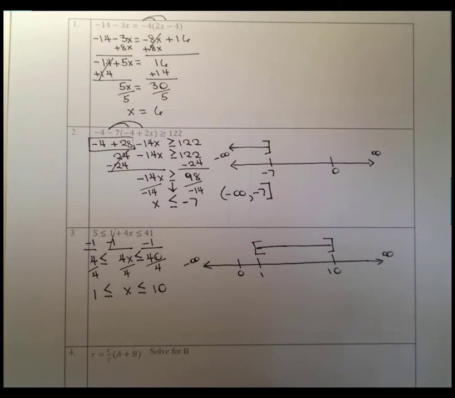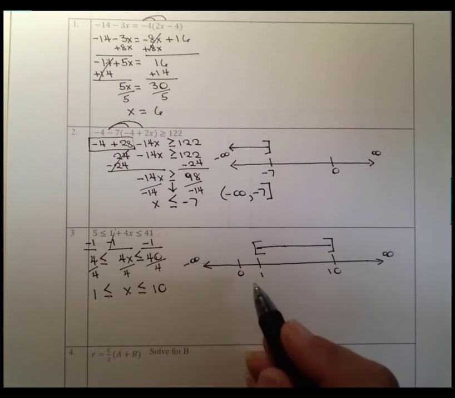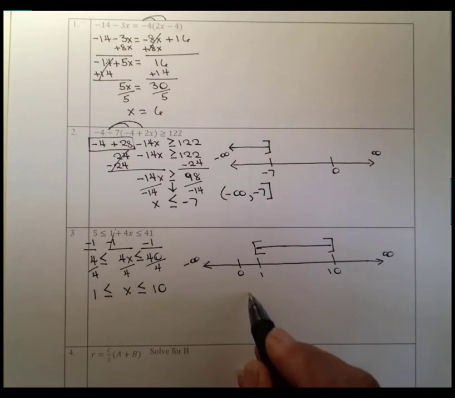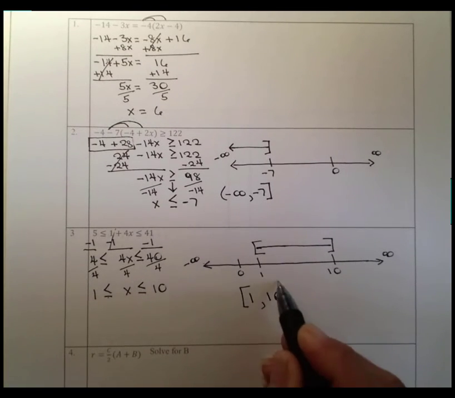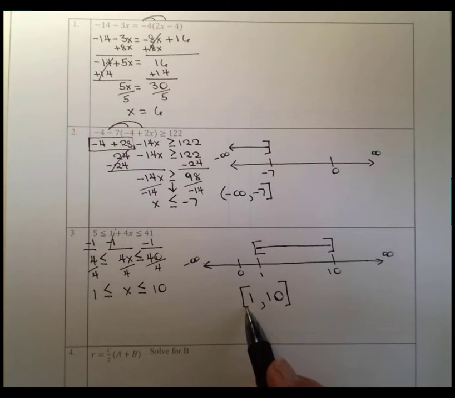All I have to do now is write it in set notation. Set notation says the smallest value x can be is 1. What's the largest? 10. And now you just have to put the correct type of brackets. All that means is we use the square brackets when there's an equal sign, and the soft brackets, or the curved brackets, when there's not.